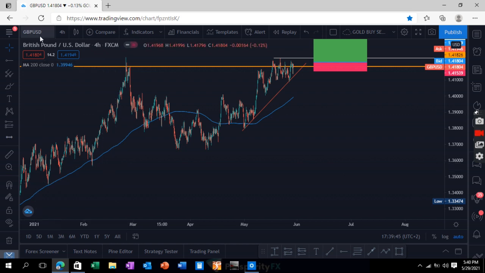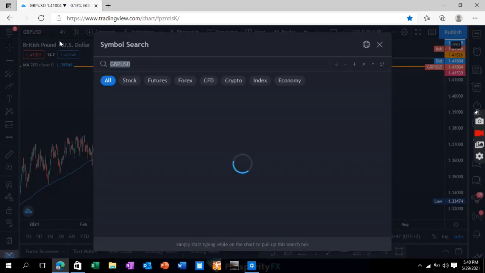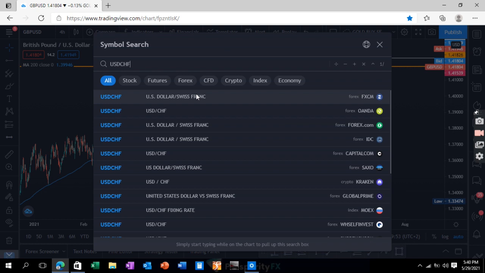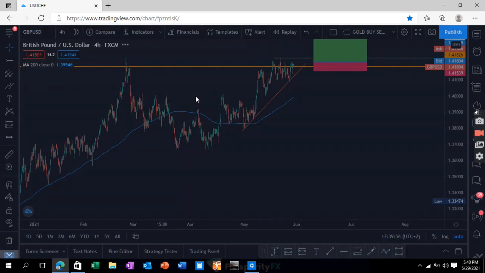USD Swiss. Let's see what's happening on the USD Swiss. Let's see if we have something interesting happening there. I hope we do. Okay, let's see what's happening here. What's happening here?